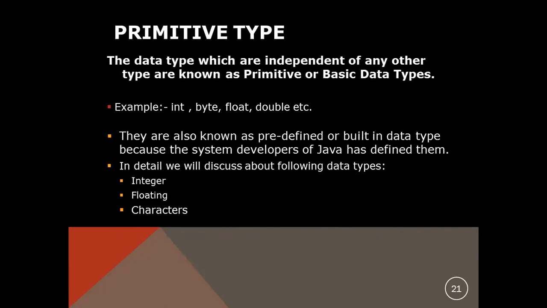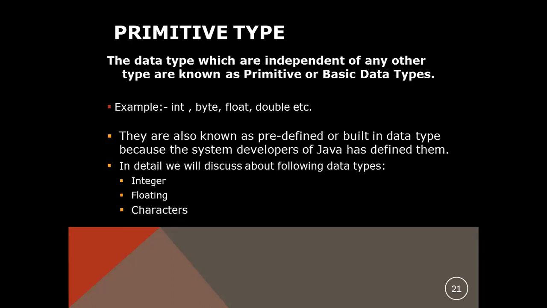Coming to the first kind of data type, that is the primitive type. The data types which are independent of any other type are known as primitive or basic data types. I can also say that primitive data types are those which were already there in Java when it was made. These data types are independent. They can stand alone.